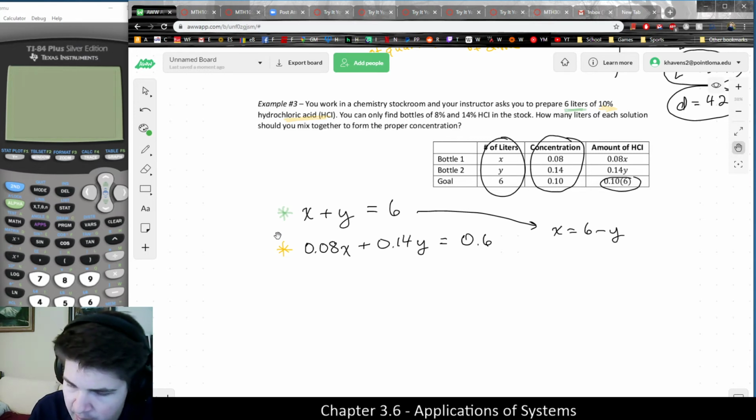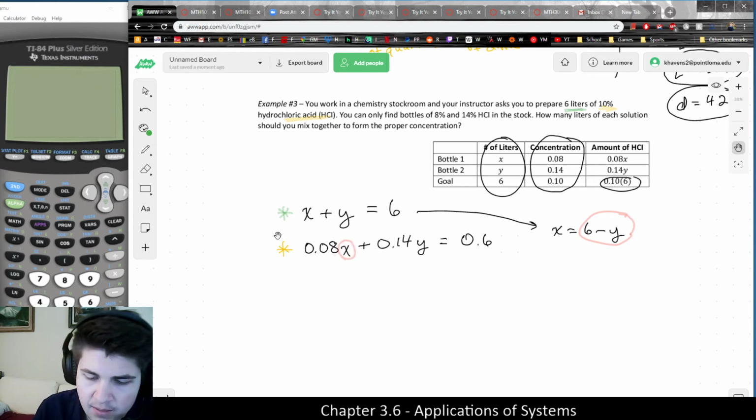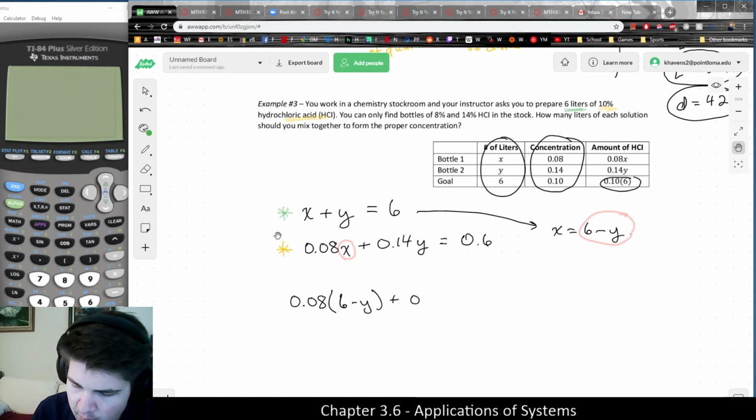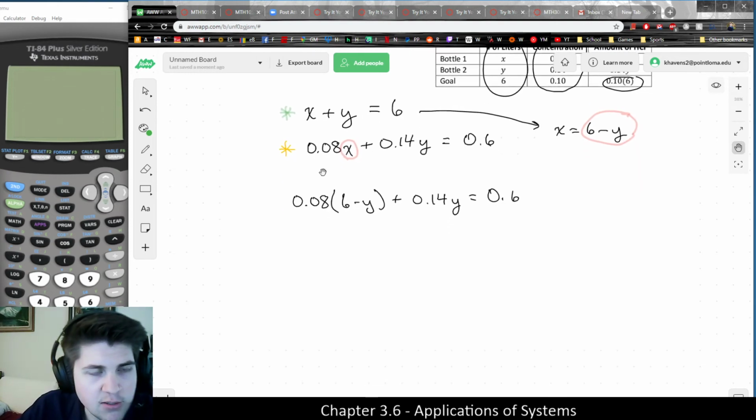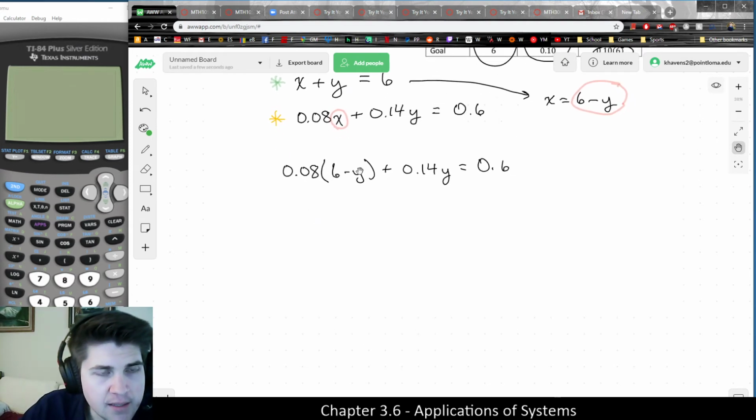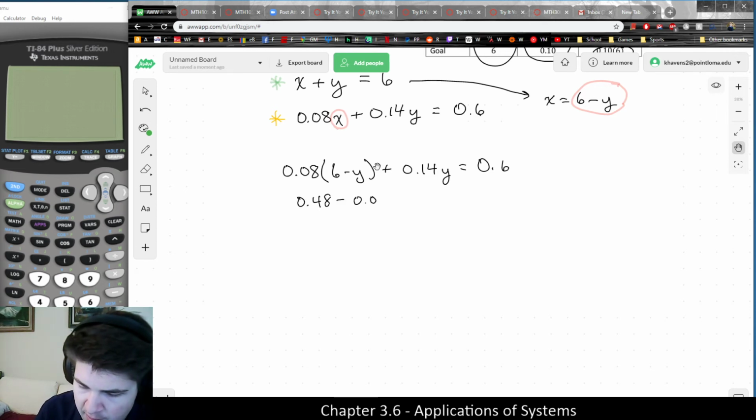Whoops. And now that I know that, I could plug that in for x to solve for y, or vice versa. I could solve for y to plug in for x. So 0.08 times (6 minus y) plus 0.14y is equal to 0.6. And now I just need to do some math to find y. So by distributive property, 6 times 8 is 48, so this would be 0.48 minus 0.08y plus 0.14y is equal to 0.6.